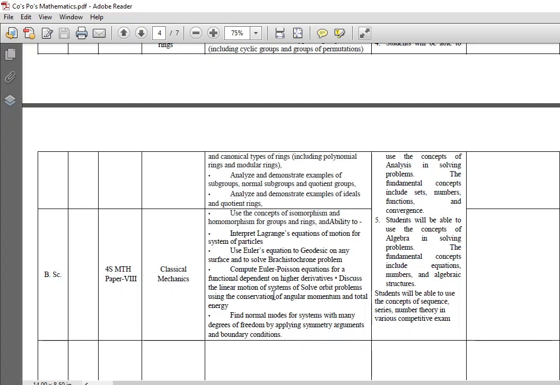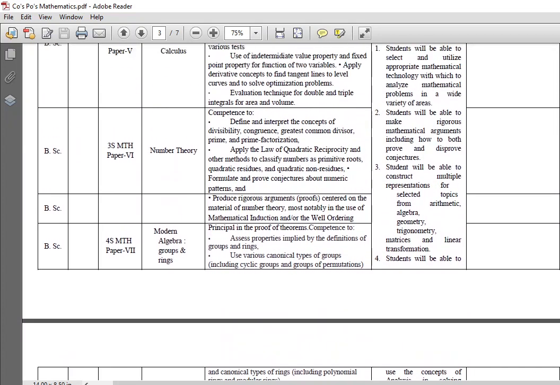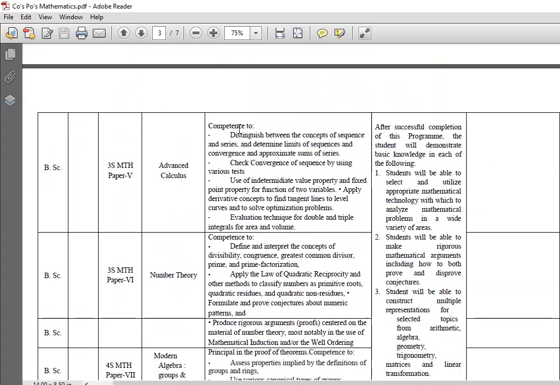Discuss the linear motion of systems and solve orbit problems using the conservation of angular momentum and total energy. After that, you can find the normal modes of a system with many degrees of freedom by applying symmetry arguments and boundary conditions. So when we start the syllabus, we are going to study these papers in the fourth semester and these papers in the third semester, advanced calculus and number theory.